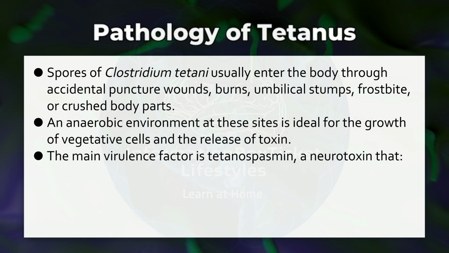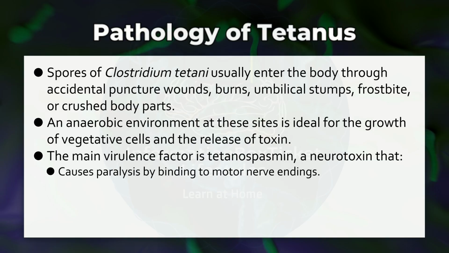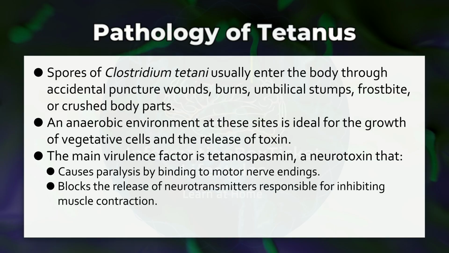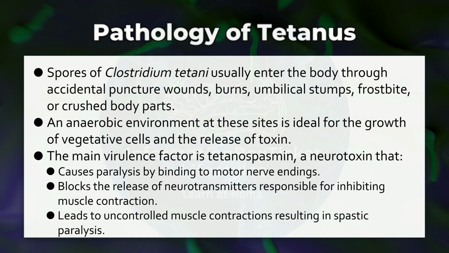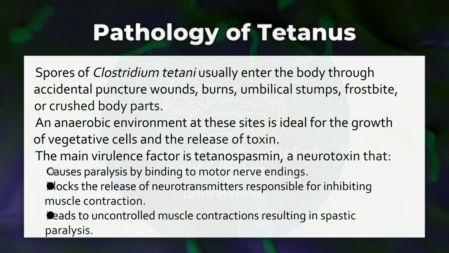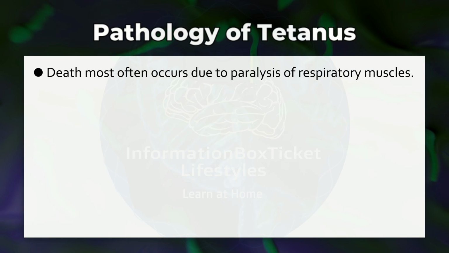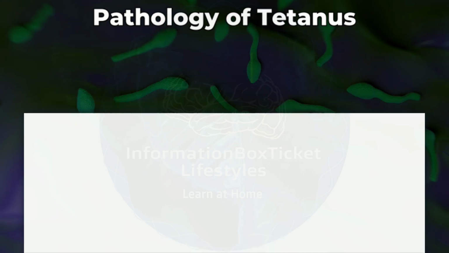The main virulence factor is tetanospasmin, a neurotoxin that causes paralysis by binding to motor nerve endings and blocking the release of neurotransmitters responsible for inhibiting muscle contraction. This leads to uncontrolled muscle contractions resulting in spastic paralysis. Death most often occurs due to paralysis of respiratory muscles.